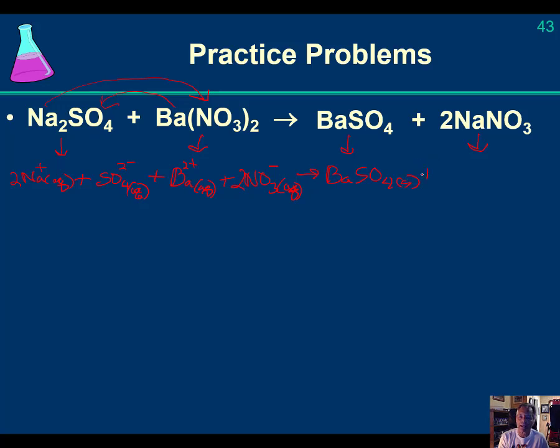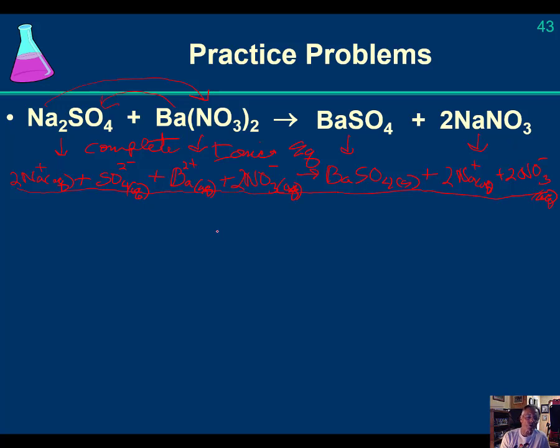And then finally, we've got sodium nitrate. It's an alkali metal salt. It's also a nitrate, so we know it's soluble. That's 2Na+ aqueous, and 2 nitrates, aqueous. Okay, this is the complete ionic equation right here. All the ions that can be dissociated are dissociated.